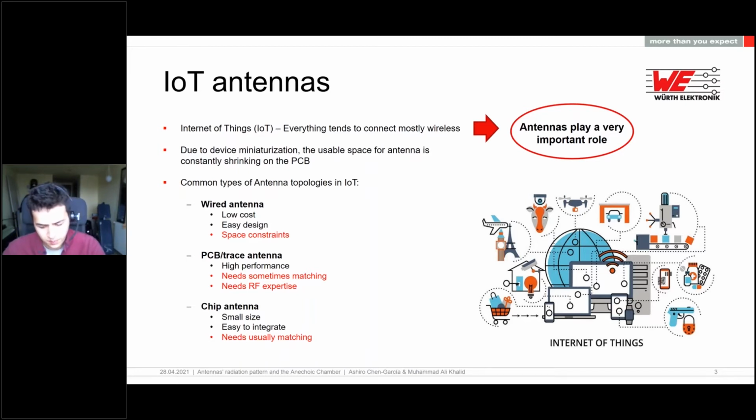Miniaturization is one of the biggest challenges for optimal antenna performance. We can differentiate main antenna topologies for IoT: the wire antennas, which are not the best in terms of needed space; then we have the trace antennas or PCB antennas; and the chip antennas, which sometimes need a matching to work with the best performance. In this webinar, we will be talking about the last ones, the chip antennas.